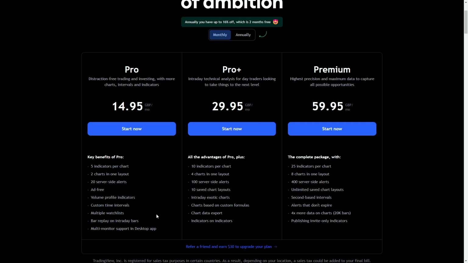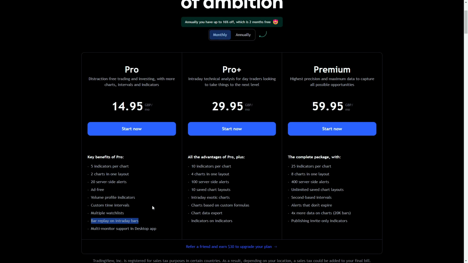The ones that really caught my attention when I subscribed were, firstly, the bar replay on intraday bars. So if you've used the replay function on TradingView before, you'll know, fairly useful. On the free plan, you get to do daily, weekly, monthly. Basically, you get to replay the bars. But on the Pro plan, you get to do it on intraday, where most traders will be working.